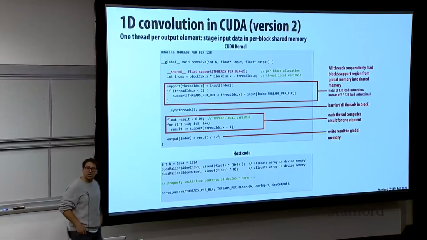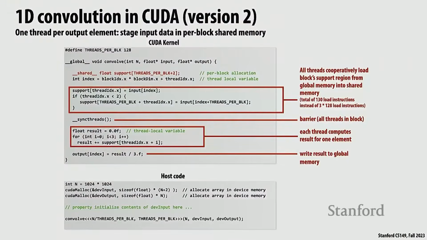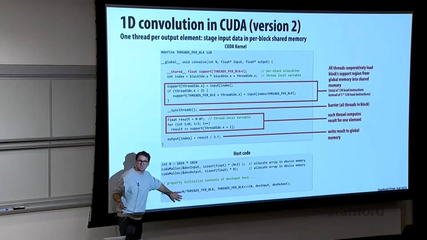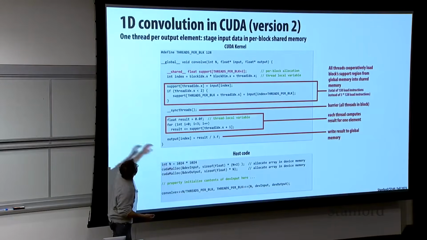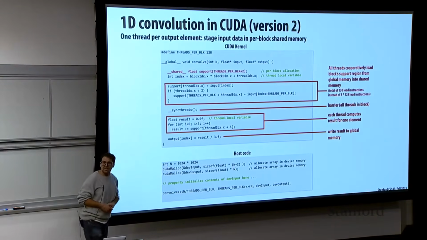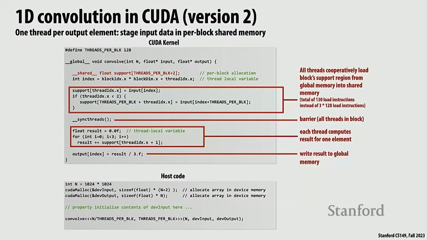So here's a much more complex program, but it gives you a sense of what you can do with this idea of a block that has memory local to the block. The same thing down here: I'm still launching the same number of thread blocks. My thread block size is 128 here. So to compute 128 outputs, how many inputs do I need? 128 plus 2, right? I need 130 inputs.